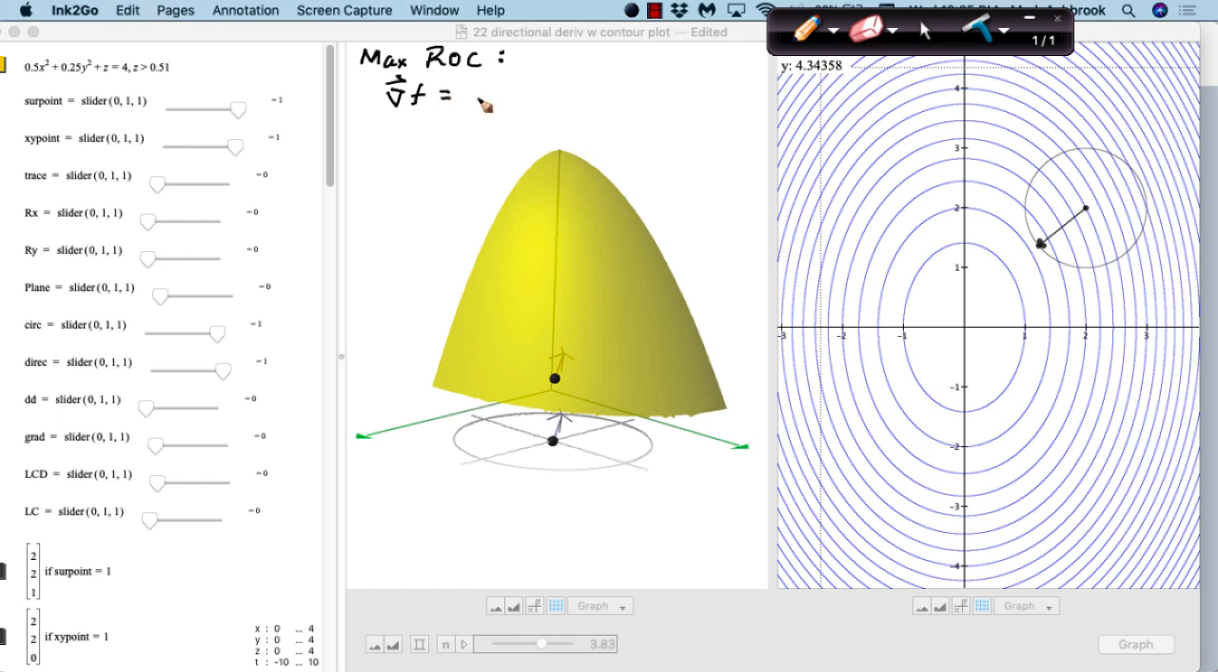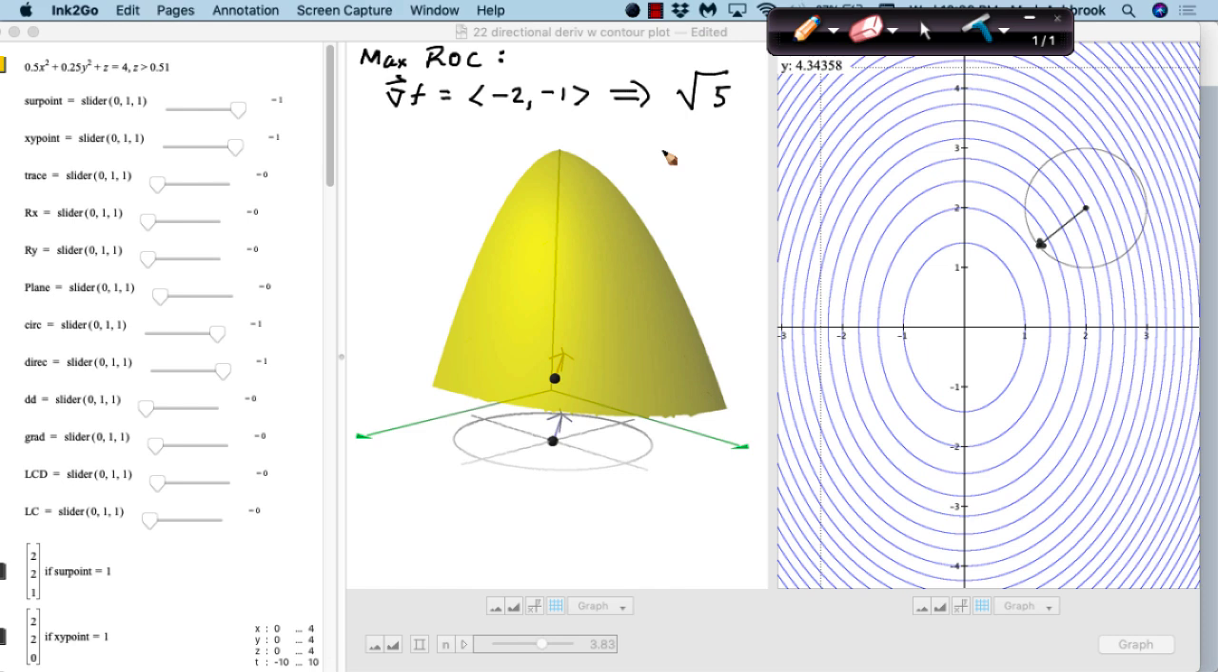What was the gradient vector at (2, 2)? (-2, -1). So max rate of change is? Max rate of change is square root of 5, right? The magnitude of the gradient. And in what direction should we go? So if you had that, then the unit vector would be the unitized version of that.